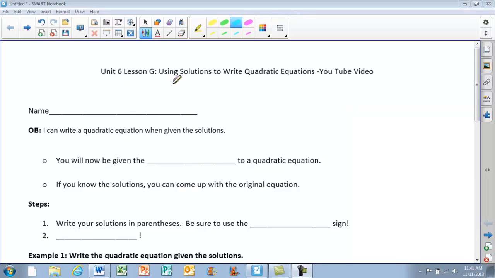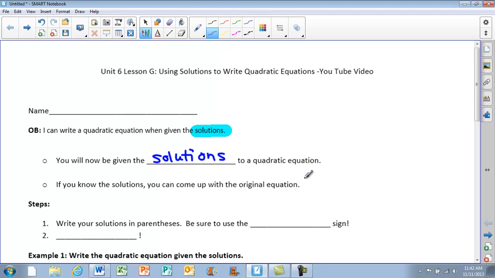This is Unit 6, Lesson G, using solutions to write quadratic equations. Our objective for today is I can write a quadratic equation when given the solutions. So in the past, you guys have been given the equation and you've been responsible for finding the solution. Now you're going to be given the solutions to a quadratic equation. If you know the solutions, you can come up with the original equation.